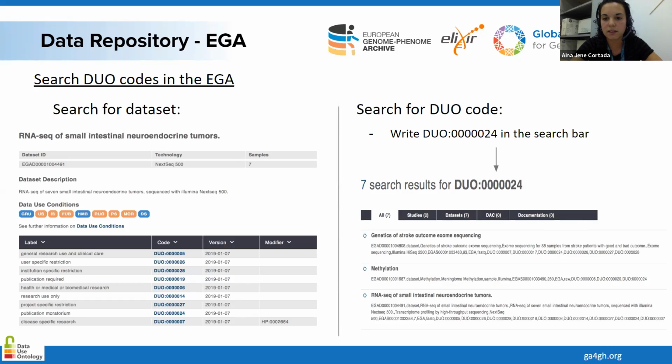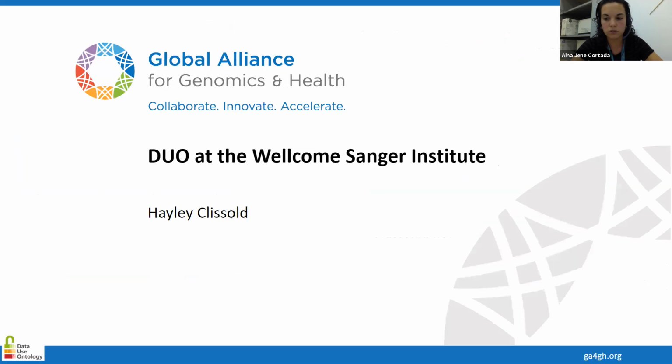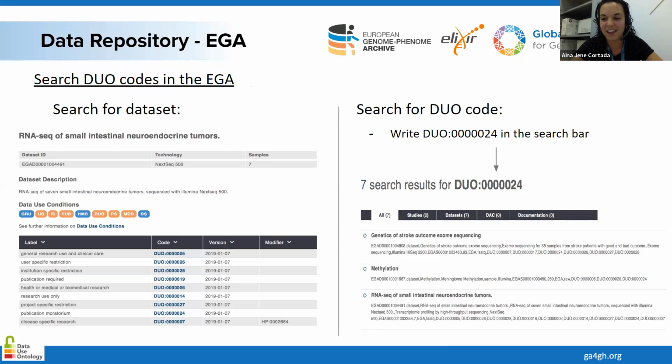And on the right part of the screen, you can see the dual codes. This means that if you want to search which data sets we have under a certain specific dual code, you only have to write the dual code in our search bar, and then you will have the data sets displayed in the results list. To sum up, the dual codes make the data request process easier for our users. So thank you.